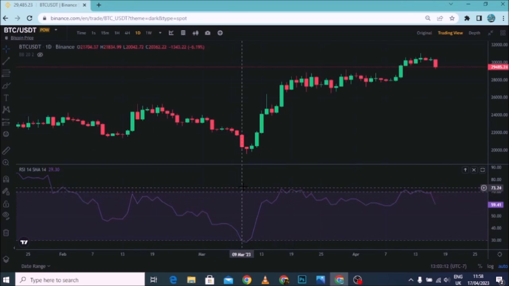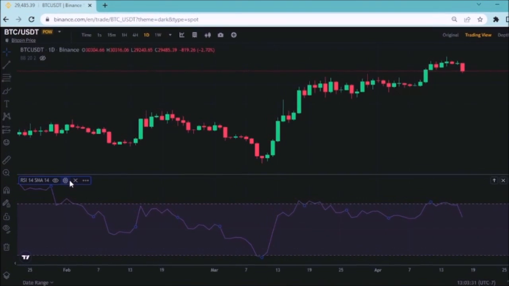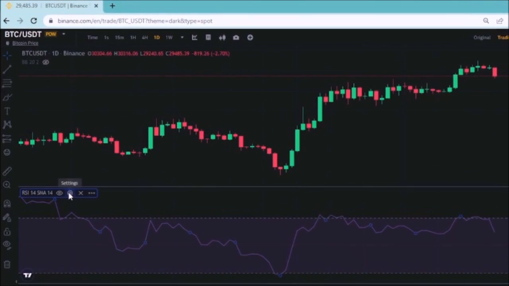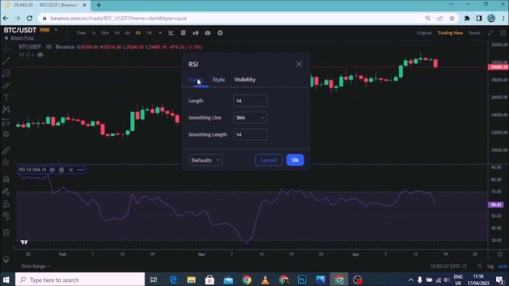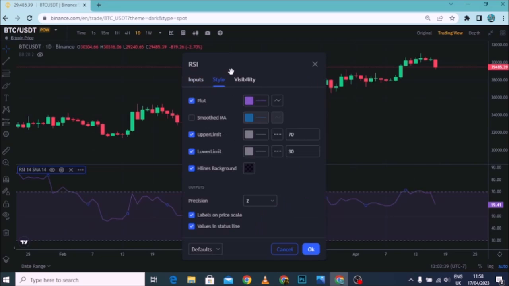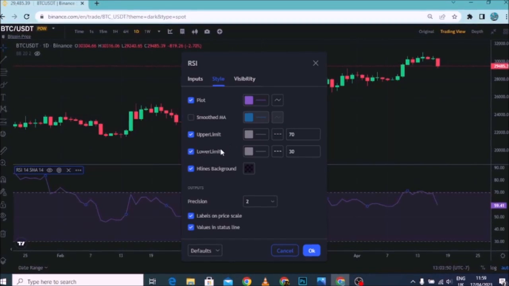But how does that work? First of all, after putting your RSI, you have to set it. You come here on RSI, just down here, then you click on settings. In the settings, there are inputs, styles and visibility. There is an upper limit and there is a lower limit.